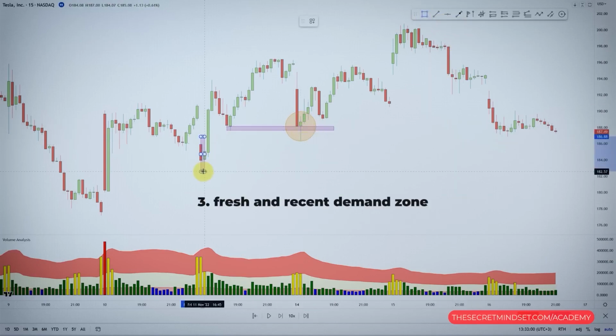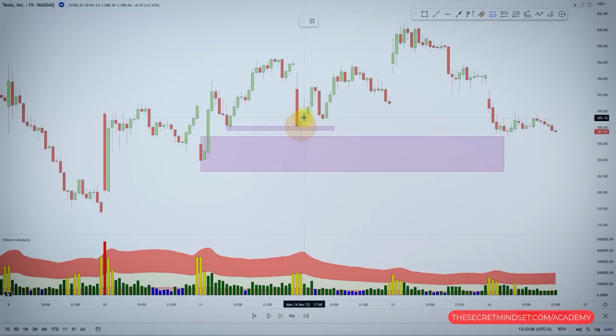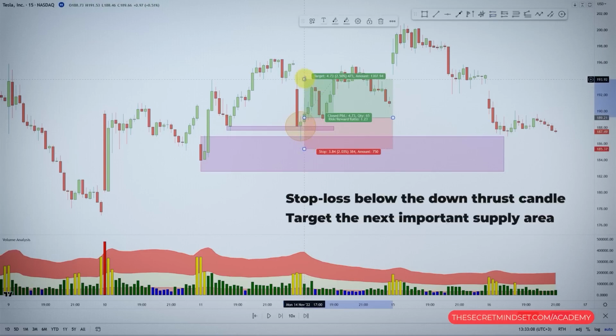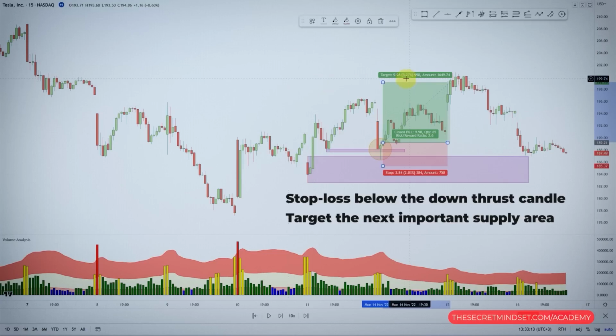We also have a fresh and recent demand zone right here. A long position after the demand rejection is a high probability trade. Stop loss below the downthrust candle, and you target the next supply area.